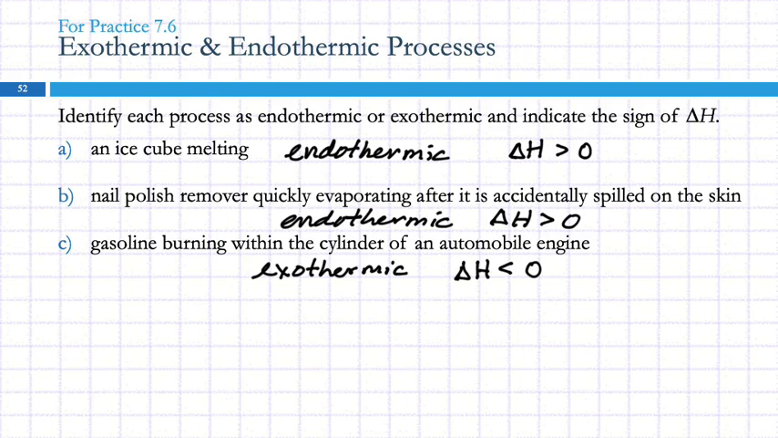Any questions? The previous example with the Q and the W, the delta H, that was not a good exam question. This would be a good exam question. Identifying endothermic and exothermic.